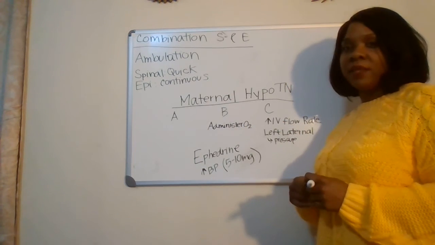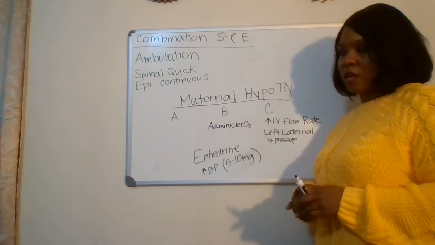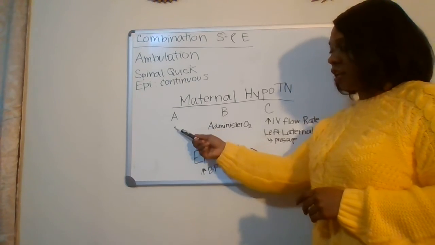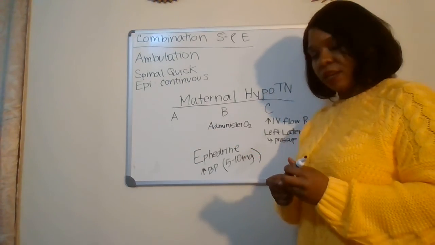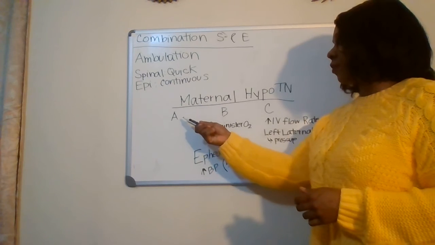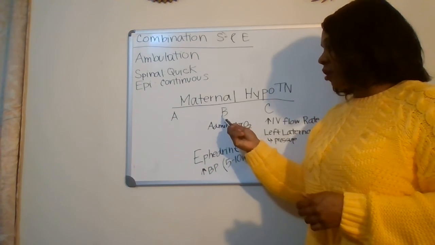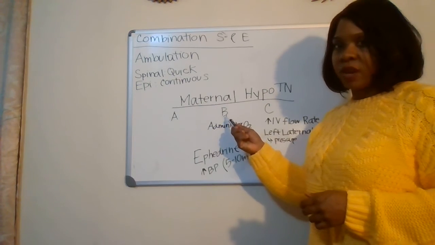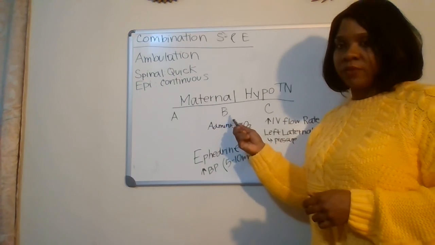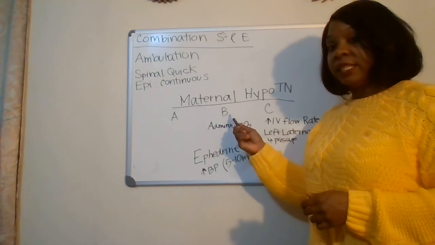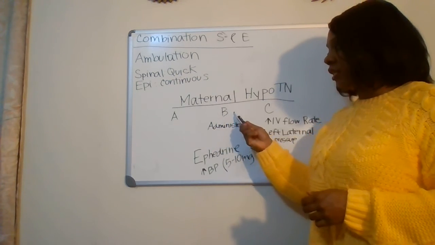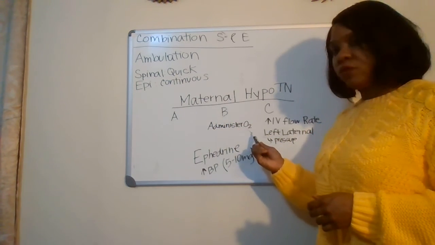So we're going to use our ABCs to combat this. We're going to look at her airway. Airway's fine. Hopefully it's not an airway problem. And then we go to B, breathing. Is she having trouble breathing? Is her respiration rate less than 12? Okay, that's when we call the doctor. But if it's slowly declining, we have to give her O2.